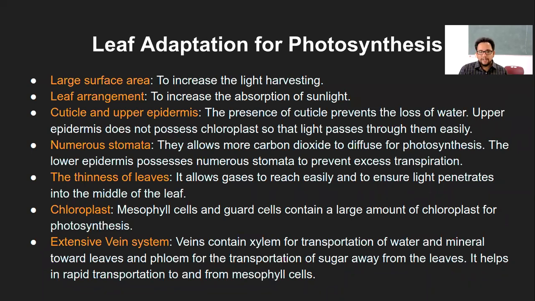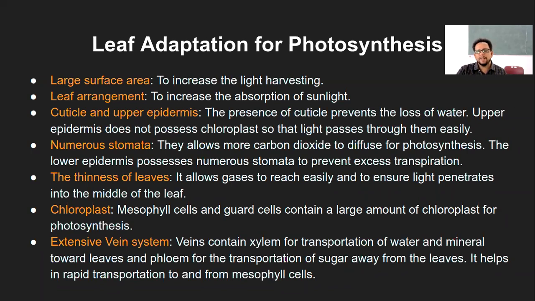Leaf arrangement. Again, on a particular stem, the leaves are arranged in such a way that they don't block the light of the other leaves. Now in dense bushy leaves, this may not be the case, but in most of the trees, the arrangement is such that they increase the absorption of the sunlight by making their arrangement suitable for covering the whole area.